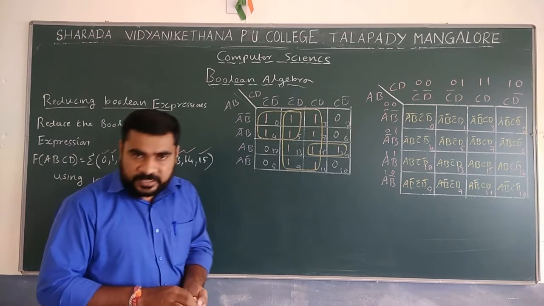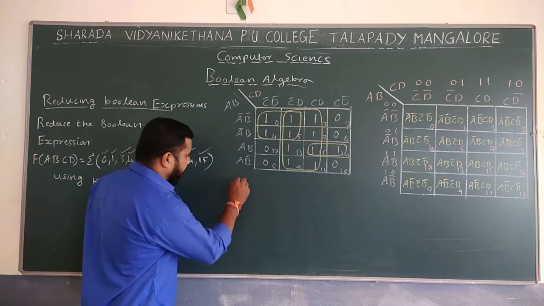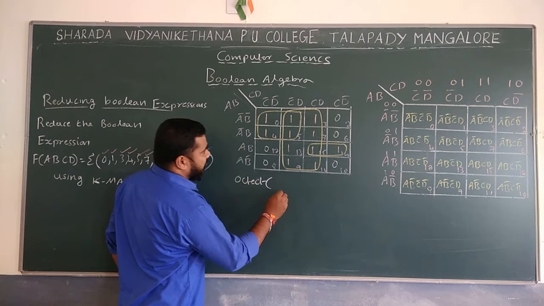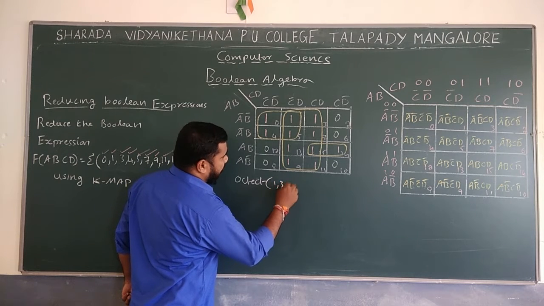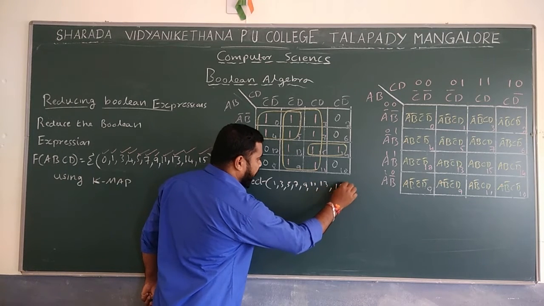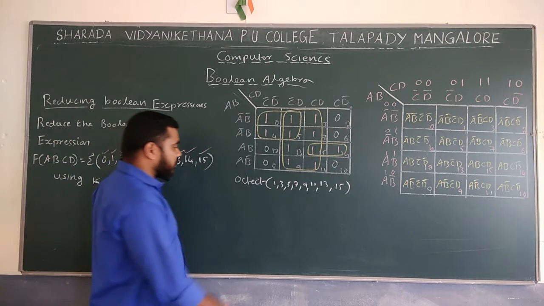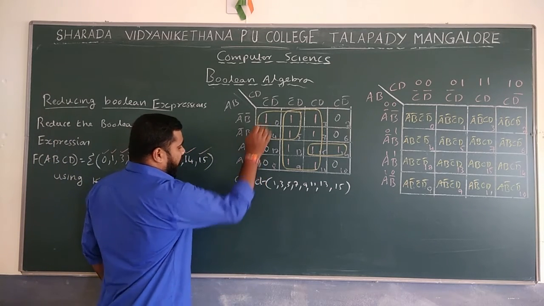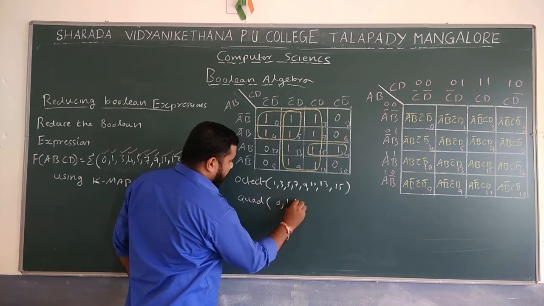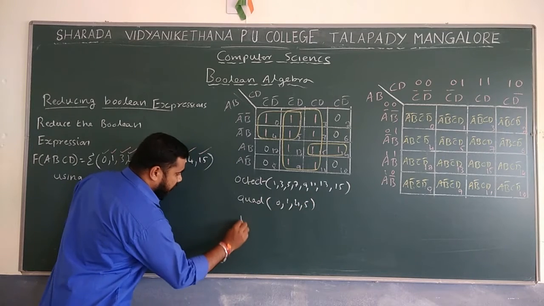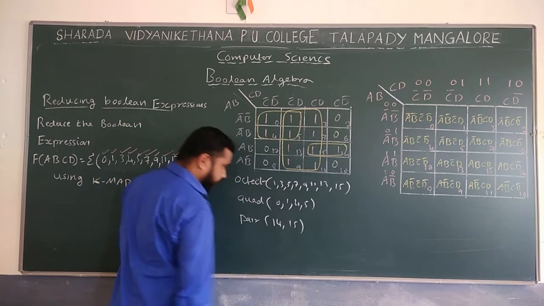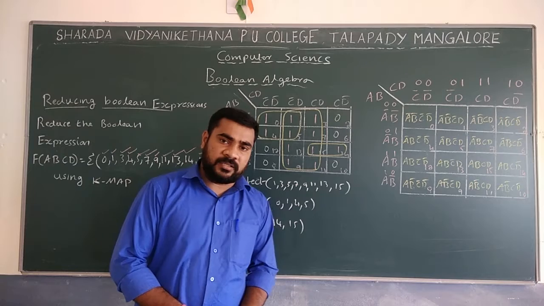After getting the 3 groups, the next step is reducing. So first one is the octet. The cell numbers are 1, 3, 5, 7, 9, 11, 13 and 15. The next one, one quad we got. So quad: 0, 1, 4, 5. Next one is the pair we got. That is 14 and 15. So we got 3 groups.